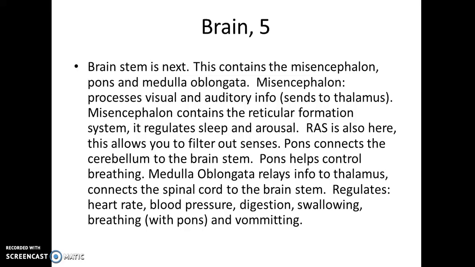The pons, we said before, connects the cerebellum to the brainstem. It basically connects all the brain parts together. The pons also helps control breathing. Now the medulla relays information to the thalamus, it connects the spinal cord to the brainstem, and the medulla regulates heart rate, blood pressure, digestion, swallowing, and vomiting. So you do have a vomit center. It's in the medulla.